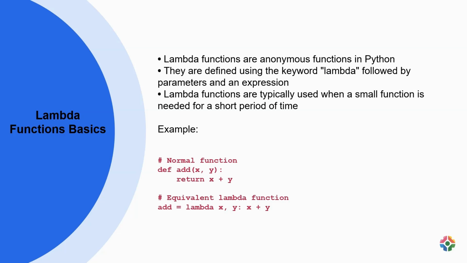In the given example, the regular function addxy can be rewritten as a lambda function. Add equals lambda x, y: x plus y. This lambda function is equivalent to the original add function, showcasing how lambda functions can encapsulate functionality concisely.